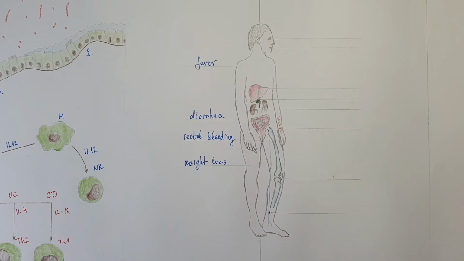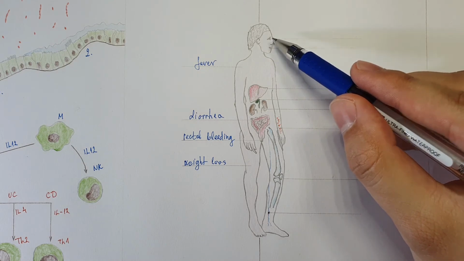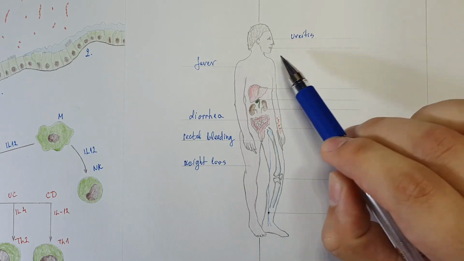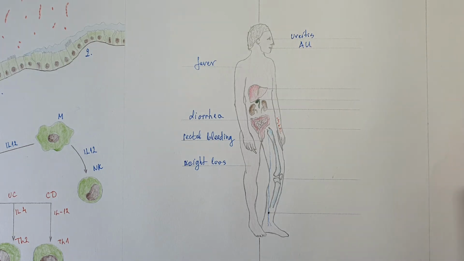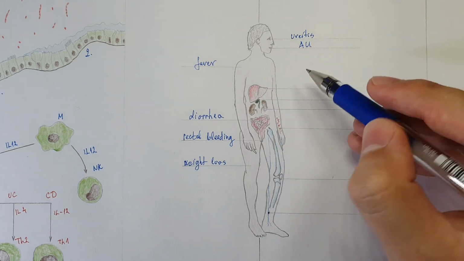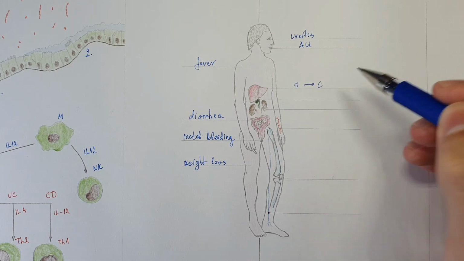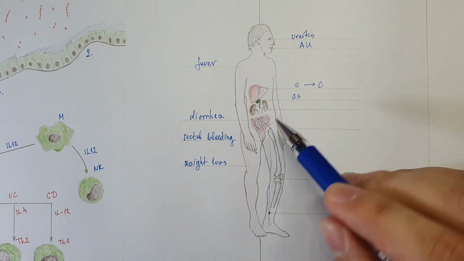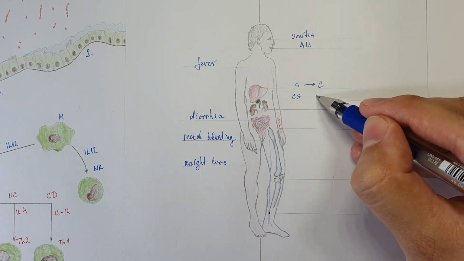Now, the extraintestinal problems that can arise: the patient can have an inflammation in the eye, uveitis. Also, ulcerations in the mouth called aphthous ulcers. Also, problems with the liver. They can range from a fatty liver or steatosis to a cirrhotic liver. Also, gallbladder stones can develop. There is also an interesting condition called primary sclerosing cholangitis.